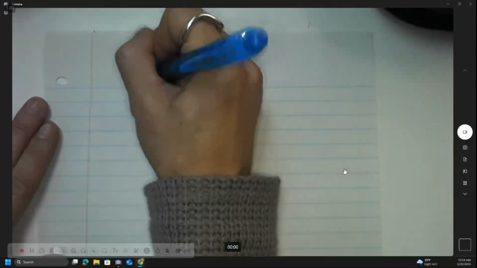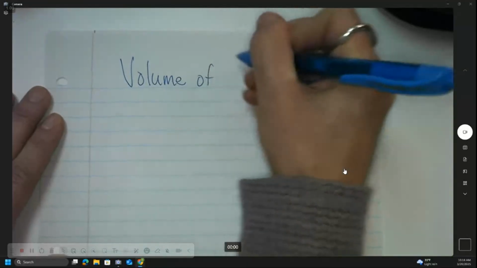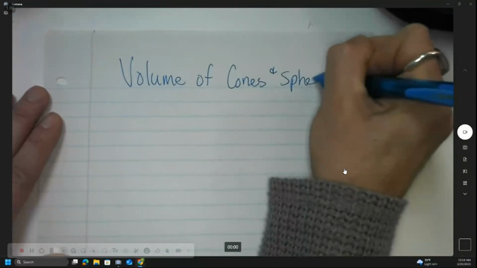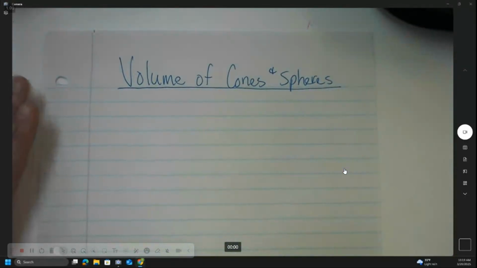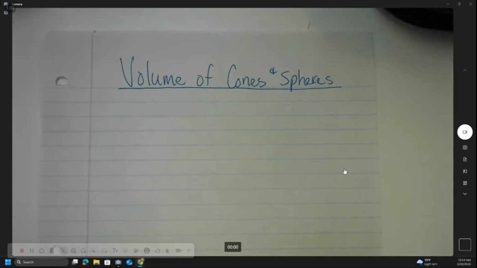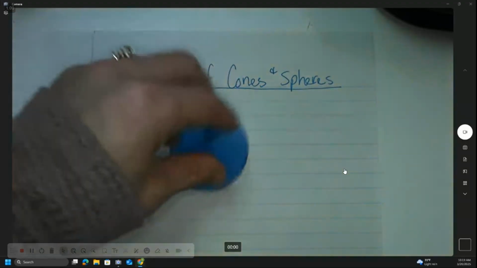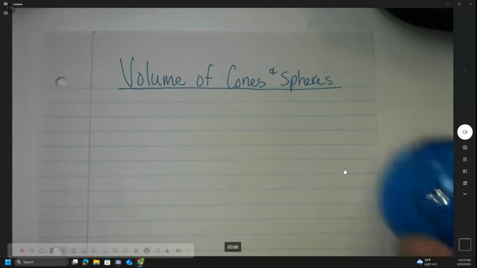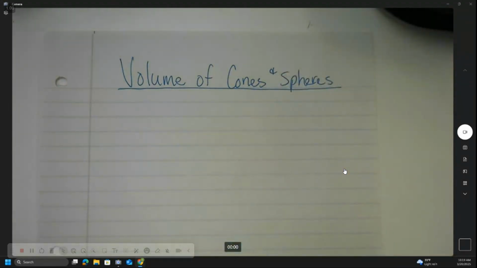This skill is also solving for the volume of cones and spheres. They get their own lesson. Cylinders had their own lesson, and now we're solving for the volume of cones and spheres. So, here's a cone. Think of your ice cream cone. And we have a sphere. Think of your Earth as a sphere.